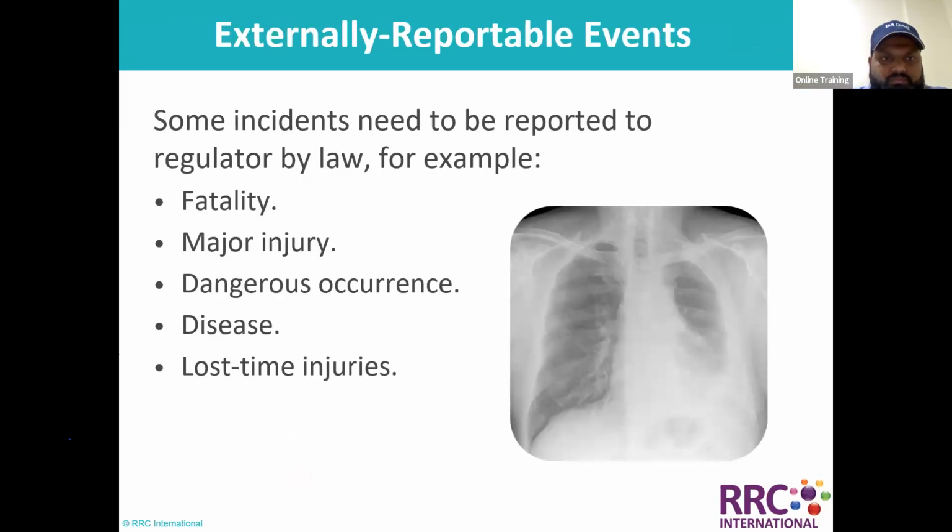Next is externally reported events. Some incidents need to be reported to the regulator by law. For example, fatality, major injury, dangerous occurrence, or in case there is some kind of disease, for example COVID, and lost time injuries. We must report these kinds of injuries, accidents and incidents to state law, or you can say to our regulator, whoever would be our regulator, the enforcement authority, for example.